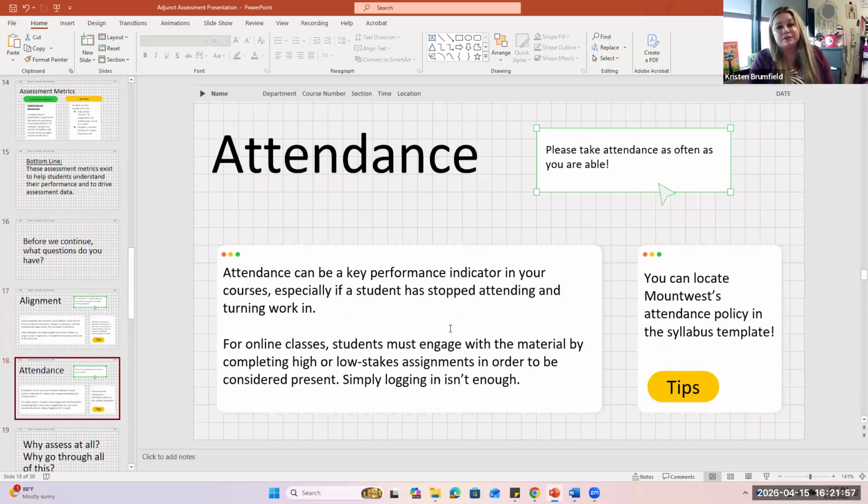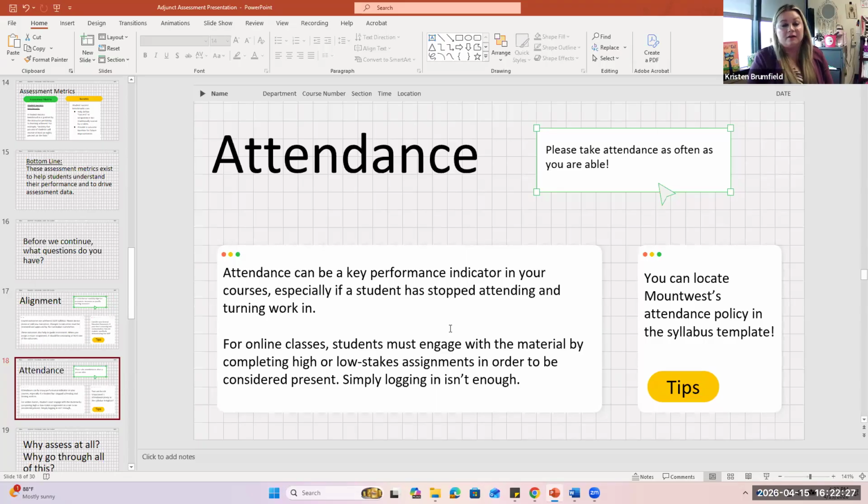A big thing too is always take attendance as often as you're able to. I recommend, and you don't have to do things, of course, the way that I do by any means, but I always take a minute just at the beginning of the class to pull up the attendance tracker, take attendance really quick, and then get started, and let students have a minute to talk for a few minutes, and it lets me get my attendance in so it's done and over with.